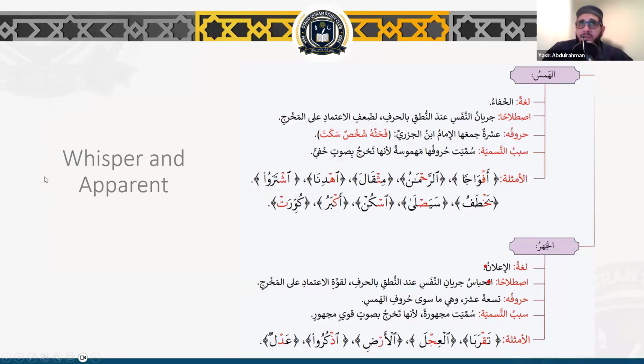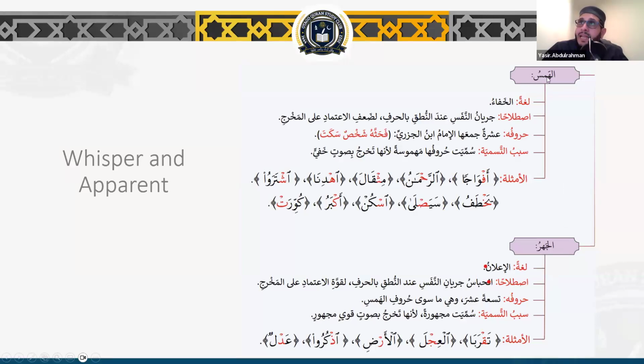So let's take the first characteristic, whisper and apparent. If you read from the book, inshallah, it will say that the Arabic letters are divided into two groups, from the way that the air is flowing or the air is blocking. So this whisper is purely related to the flow of the air.